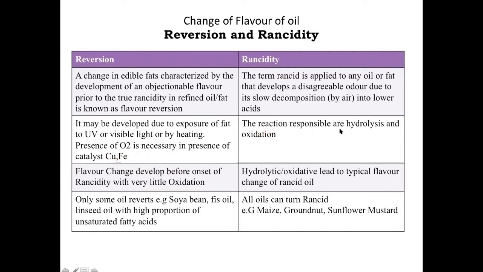Rancidity is a reaction responsible, for example, hydrolysis and oxidation. Hydrolysis is hydrolytic, oxidation is oxidative. This leads to a typical flavor of rancid oil. While in the case of reversion, flavor changes develop before onset of rancidity with very little oxidation. So there is not that much of a reaction pattern for reversion, and only some oils revert. For example, soya bean oil, fish oil, linseed oil, and oils with high proportions of unsaturated fatty acids can undergo reversion. Well, rancidity can be observed in sunflower, mustard oil, maize oil, groundnut oil, etc.